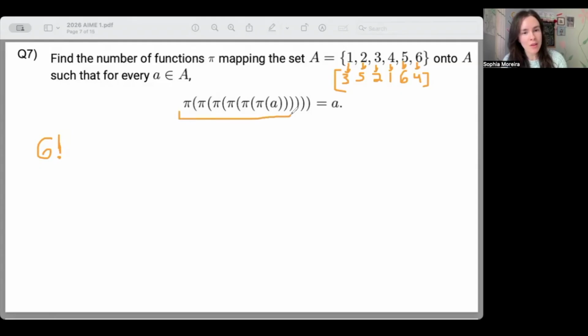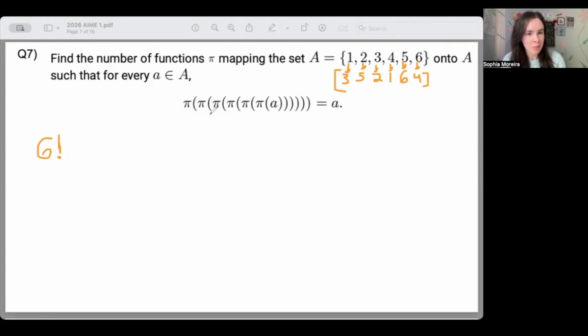Not all of them have this functionality though. So we could just have the identity function. That's fine with having just a simple 1 cycle. We could also have a 2 cycle because then we repeat that 3 times. We could have a 3 cycle repeating twice, or we could just have it be 6 cycles. So adding up all the casework there, that's kind of tricky to do.